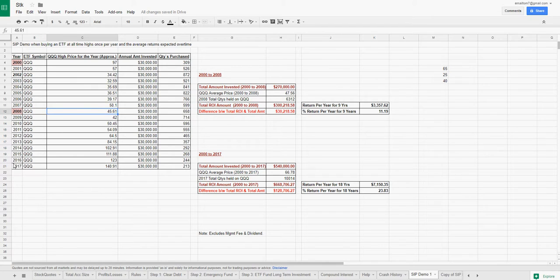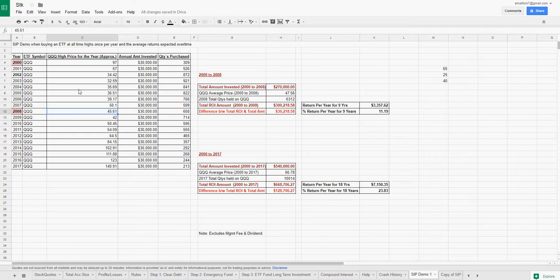It's all the way till 2017, but for this particular demo, I broke it down to 2000 to 2008 and what happened. I'm excluding the management fee and the dividend, which is negligible. I don't want to even talk about that for a second. The management fee is just going to be 0.2% and the dividend will be 1% or 0.9%. Let's exclude those two. Doesn't matter.